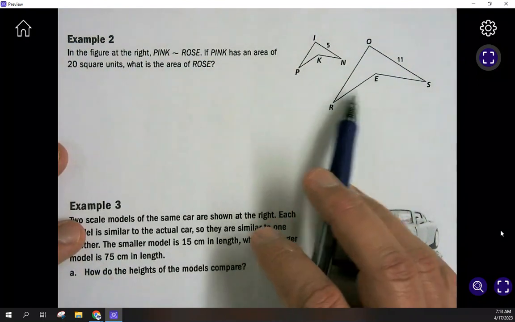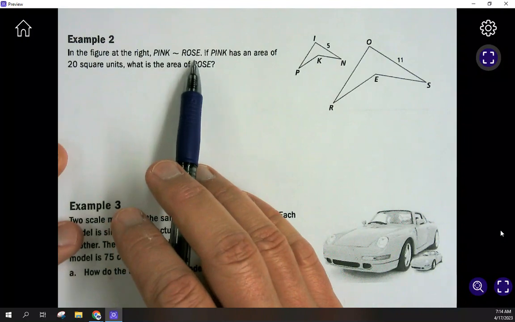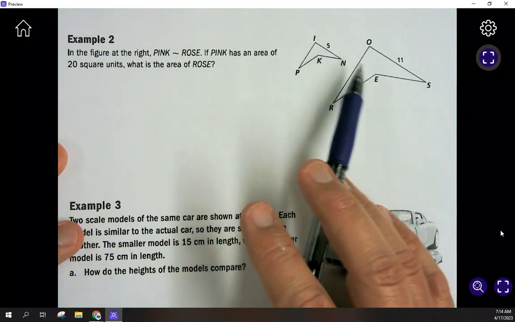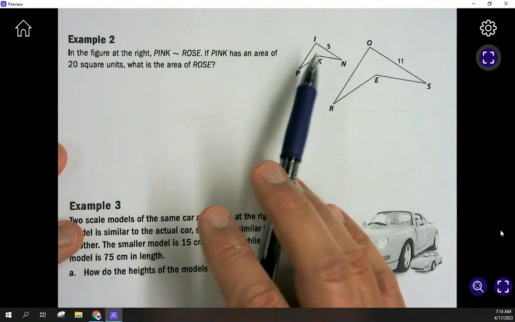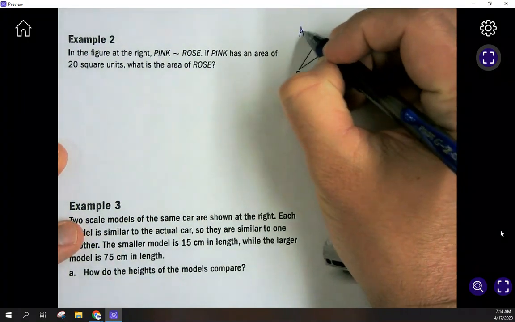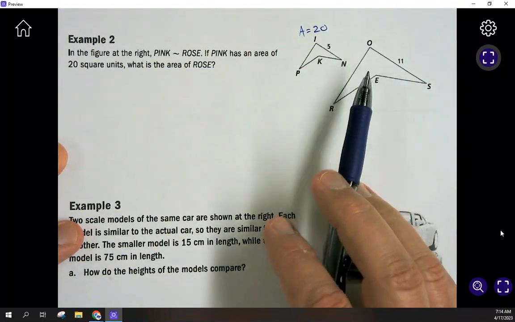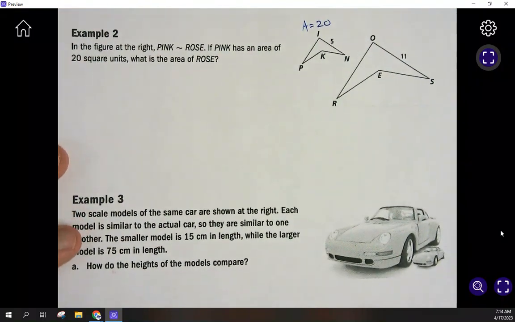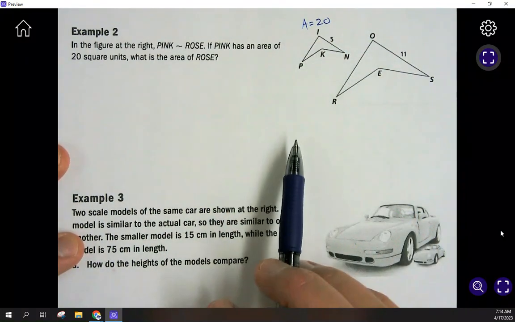All right, so here at the right, PINK, the smaller one, is similar to ROSE, so this is just an enlargement. Pink has an area of 20 square units. So the area is 20. What's the area of rose? So this is an odd shape anyway, right? We don't have a formula to go ahead and figure out what's the area of this shape.